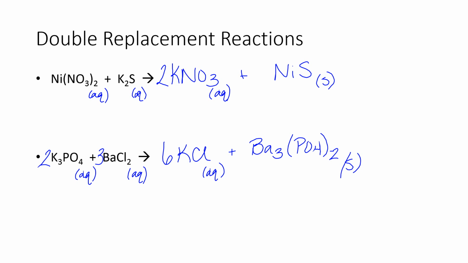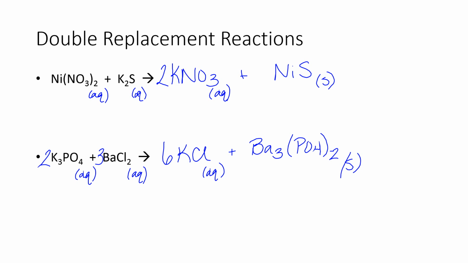When these switch places, potassium is going to pair up with the nitrate. The nickel 2 is going to pair up with sulfide. So they crisscross charges. Balancing it, we have 2 nitrates on the left, so we need 2 on the right. That gives us 2 potassiums. We already have 2 potassiums on the other side, and we have 1 nickel on both sides. So that is actually balanced.